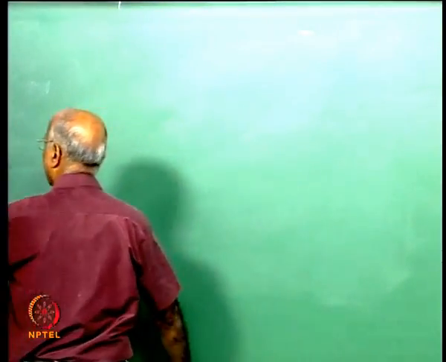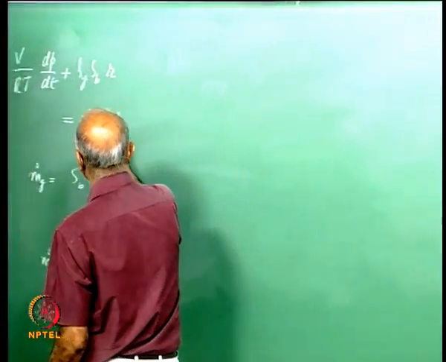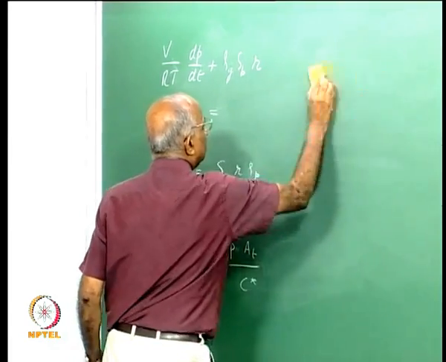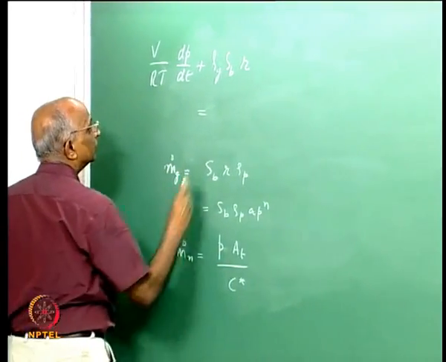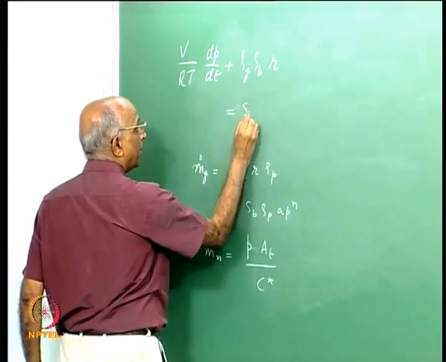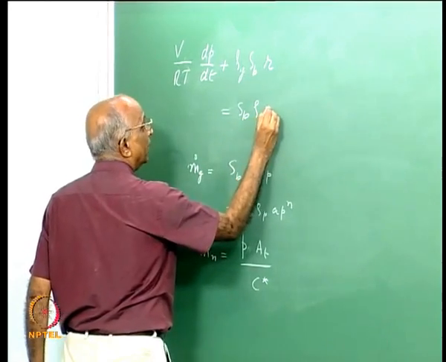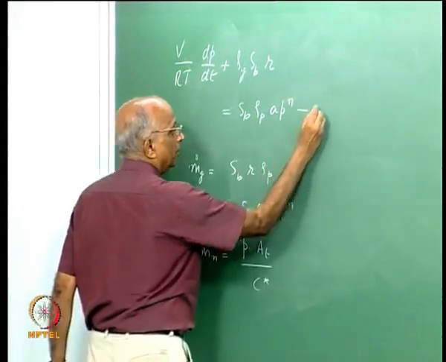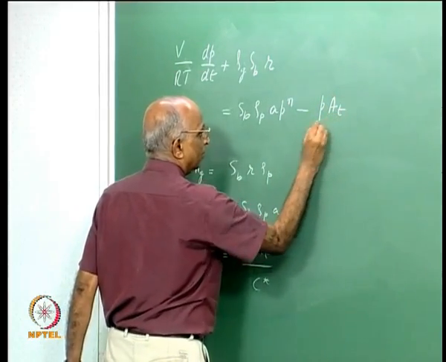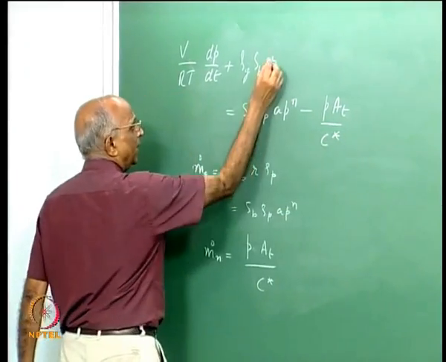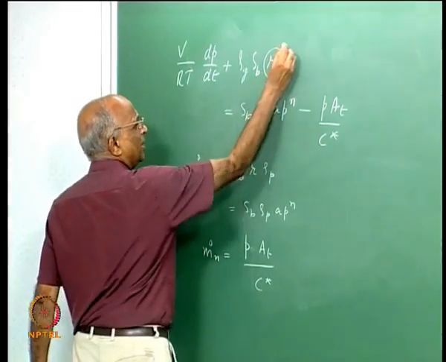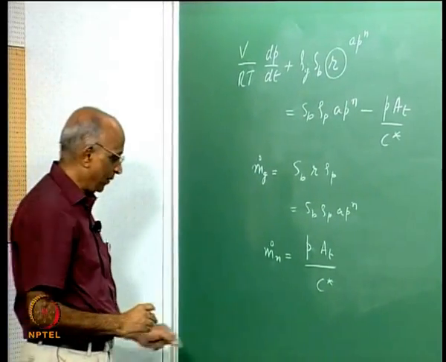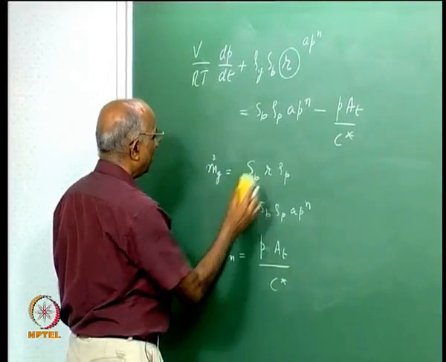So I substitute this again, I get V by RT dP by dt is equal to, let me make use of this space now, S_B rho_p into a P to the power n minus P into A_T by C star. I can write r here also as a P to the power n, burn rate law, and what is it I get? Let's put it together.